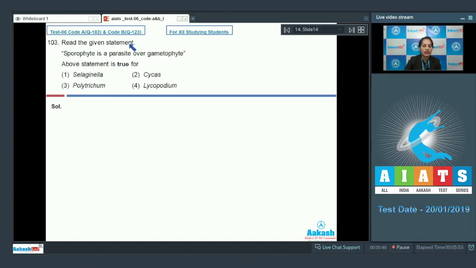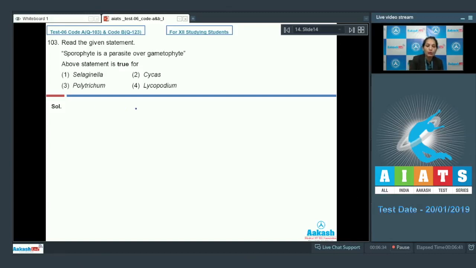Question number 103. Read the given statement. Sporophyte is a parasite over gametophyte. The above statement is true for first option Selaginella, second Cycas, third Polytrichum, fourth Lycopodium. This statement can be true for the plants in which the sporophyte is not free, the sporophyte is not independent. Hence, it can become parasitic over the gametophytic body. In case of pteridophytes, gymnosperms and angiosperms, the sporophyte is independent and it is the main plant body. But in case of bryophytes, the sporophyte is dependent on the gametophyte and it is parasitic over the gametophyte.